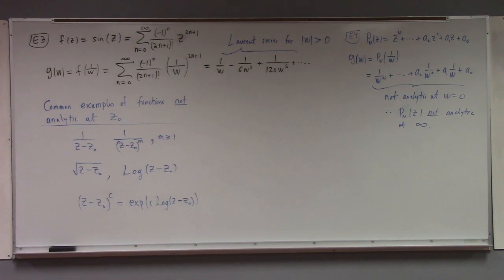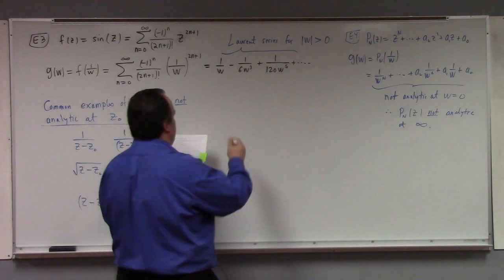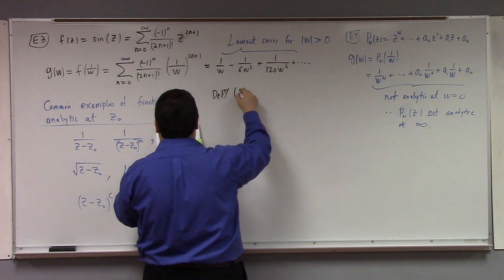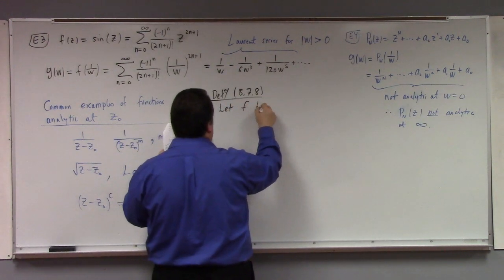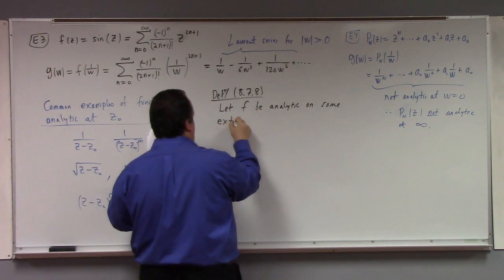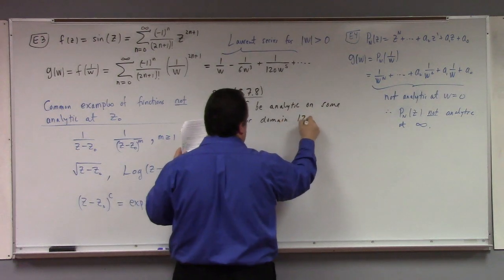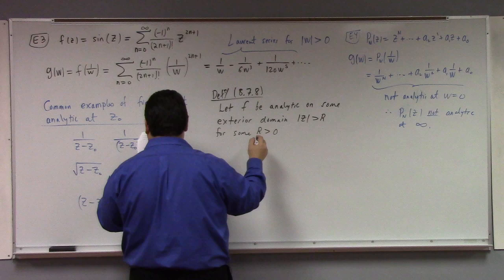Okay, so now that we have that definition hopefully settled and some examples, let us go on. So here's another definition involving infinity that we should take a stab at here. This is definition 8.78. All right. So let f be analytic on some exterior domain, modulus of z greater than r, for some positive r.